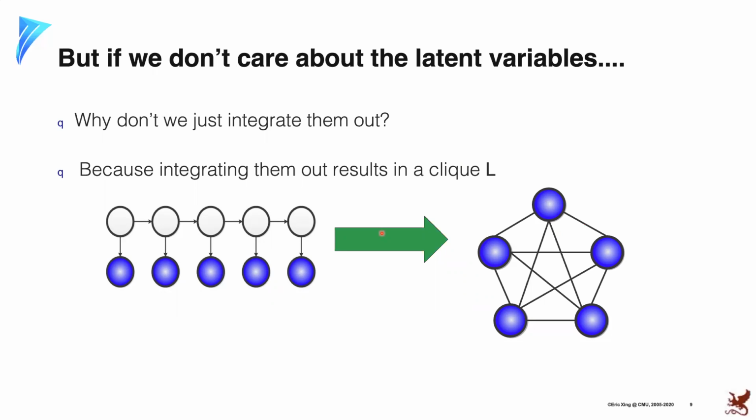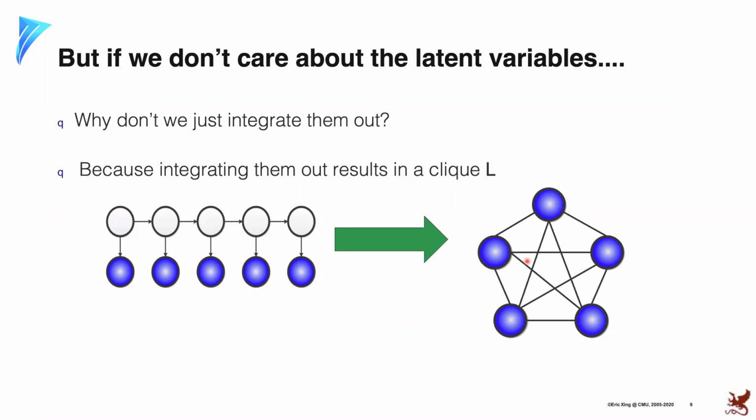Actually, we can, by using spectral learning. But a very naive way is, what if we just get rid of all these hidden variables? That will not work in this case, because that will make all the observed variables become a clique, so that each of them is dependent on each other.